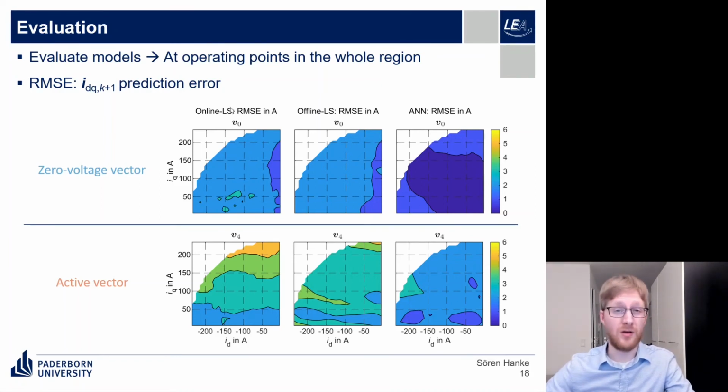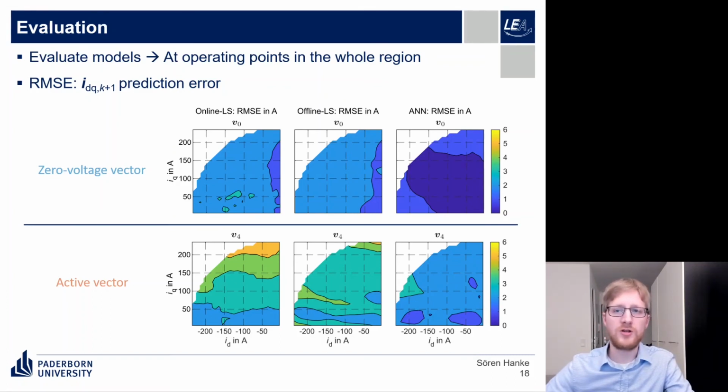What is special about the online LS? The extraction of the models with the online LS is online capable. That's why here for every operating point we tested, the models of the online LS are adapted to this specific operation point. For offline LS and artificial neural networks, each model has to cover the whole operating range, as the extraction can only be performed offline.